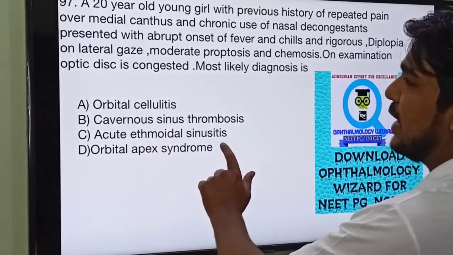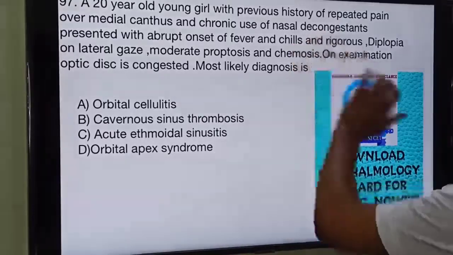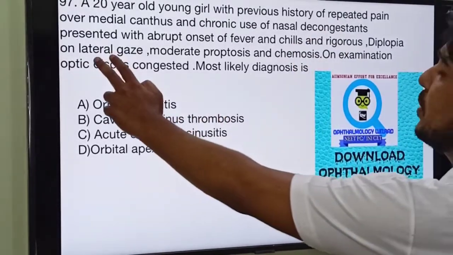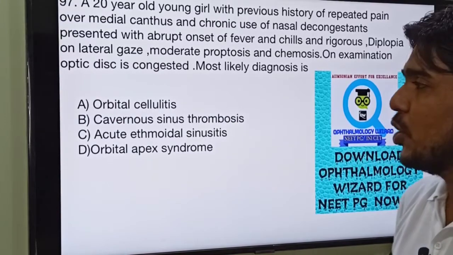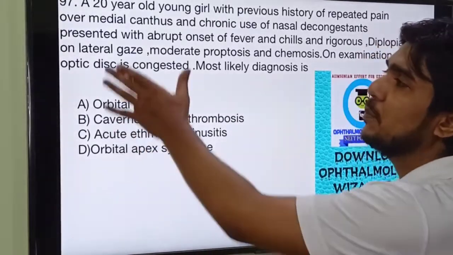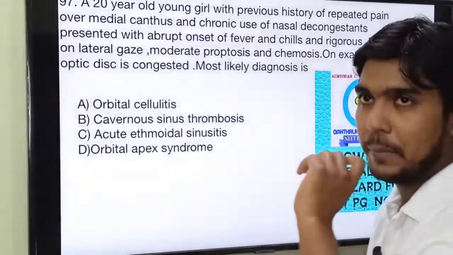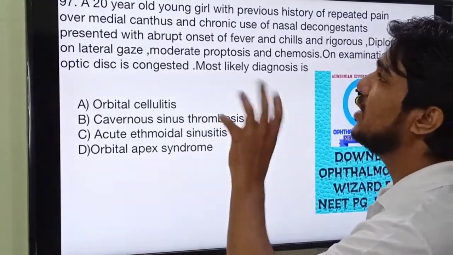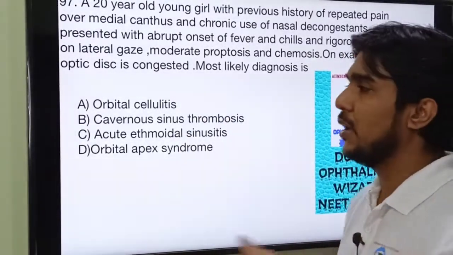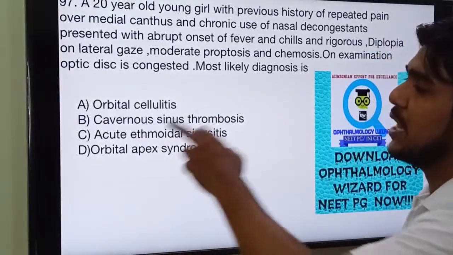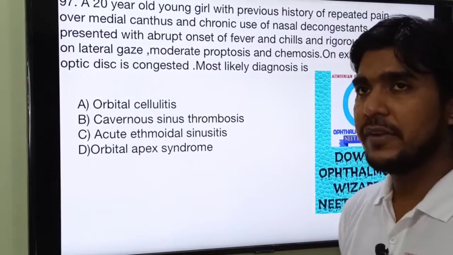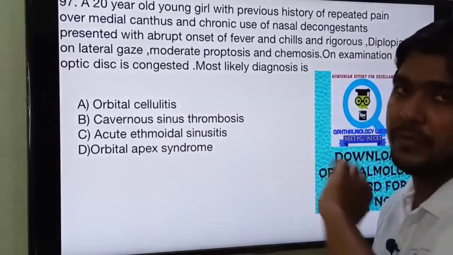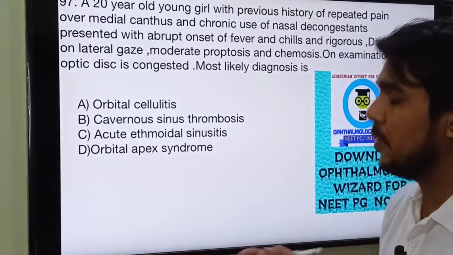Acute ethmoidal sinusitis can be a feature, but diplopia on lateral gaze is more unlikely. Orbital apex syndrome अगर होता है तो there is a problem in all gazes, ठीक है, और chills and rigor का features उतना अच्छा से नहीं मिल पाता है. So it is most likely going with cavernous sinus thrombosis, जहाँ पे lateral rectus affect हुआ है. The lateral rectus is affected, so there is a lateral gaze problem and that's why there is diplopia. So the answer will be B, most likely.